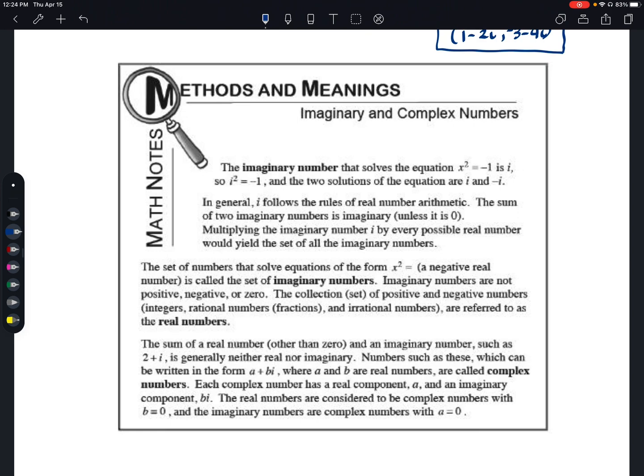So this last part is just a math notes box. Feel free to read through it. You do need to know some of the stuff from this, but we've already talked about everything in here. So make sure you're looking it over.